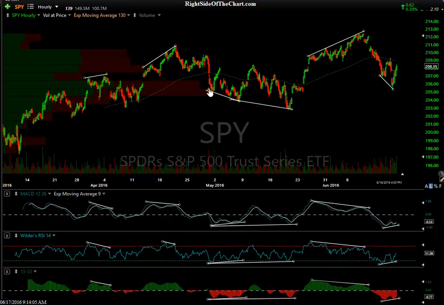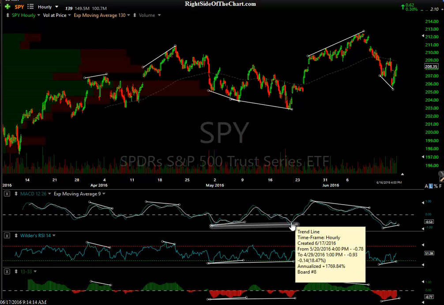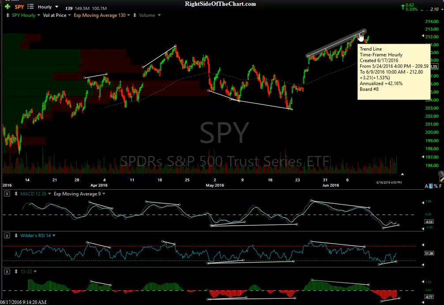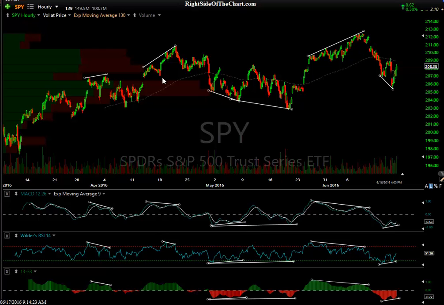In other words, prices from this point here to this point here made a lower low, with all of the indicators that I'm using below making higher lows, i.e. bullish divergence. The scope of this divergence was much larger than this, so you had a much larger move to the upside. Now we'll go back here.